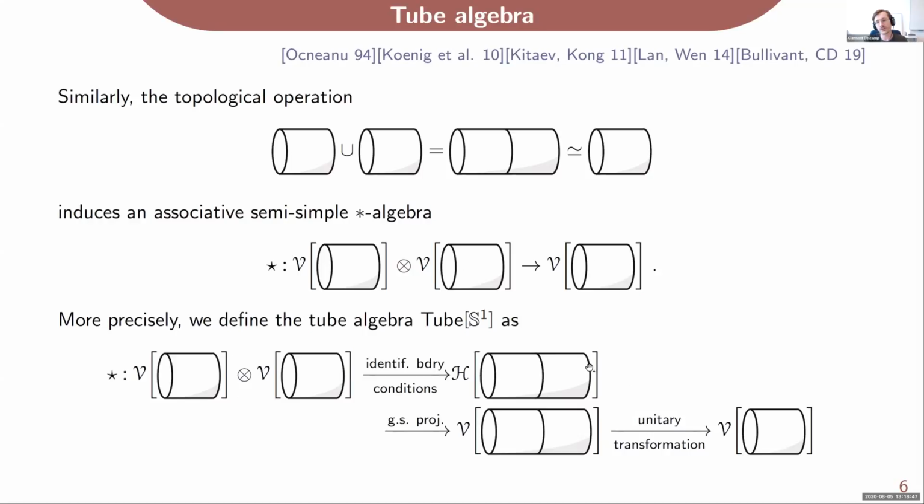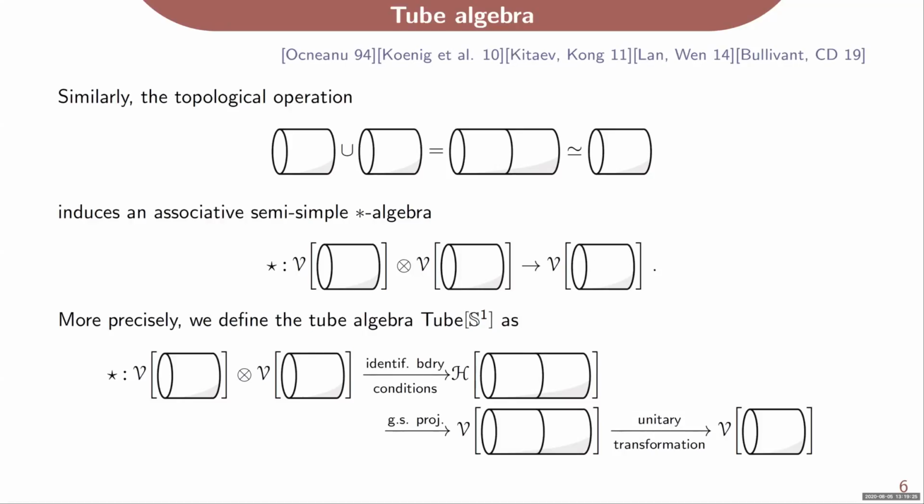Now, the subtlety is that the resulting states are not necessarily ground states anymore, which means we need to act with the ground state projector in order to recover our ground states. Once we have this, we can do a unitary transformation, which is the algebraic translation of the diffeomorphism. At which point we have a state that is in the original vector spaces, and that's how we have an algebra. This is what is referred to as the tube algebra, and the notation here is the tube algebra associated with the circle.